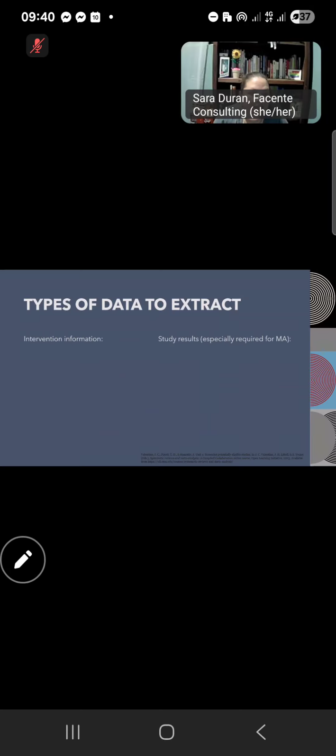And the last couple here, intervention information and study results. Any thoughts around what types of data would you want to extract in terms of the intervention itself?